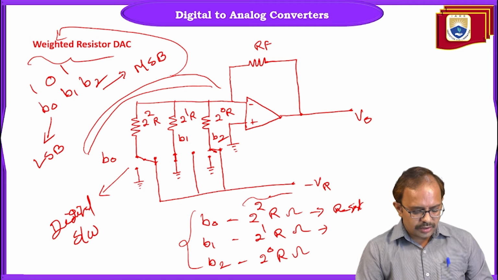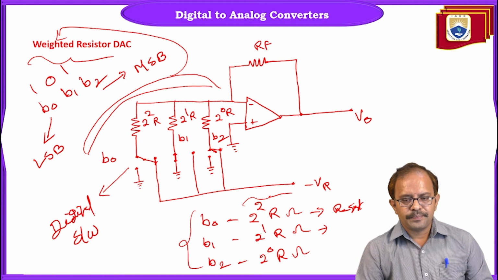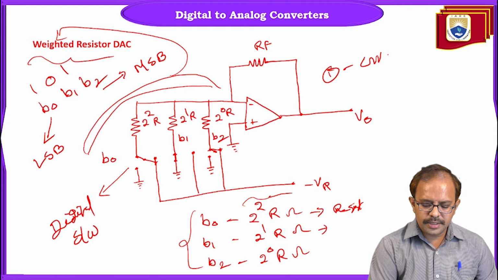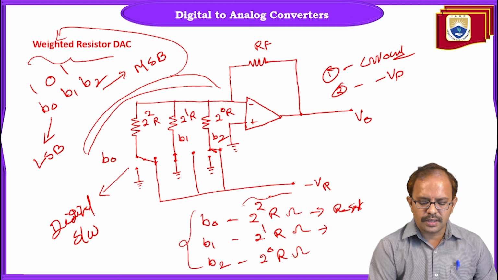So the digital switch will take two positions. What are they? The position may be ground, or it can be the reference voltage minus VR.